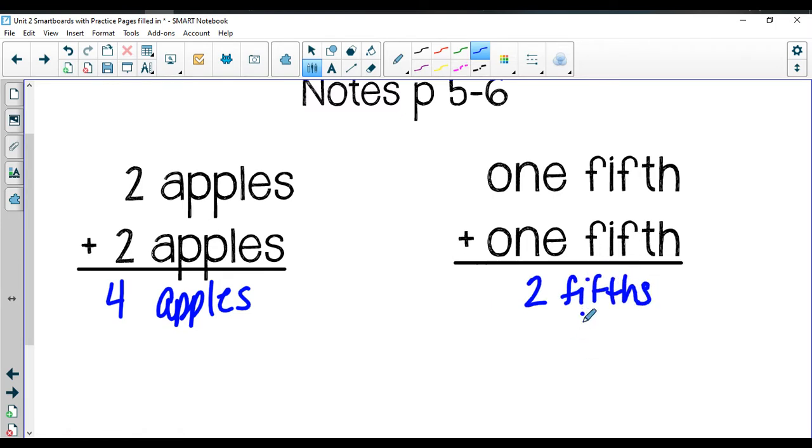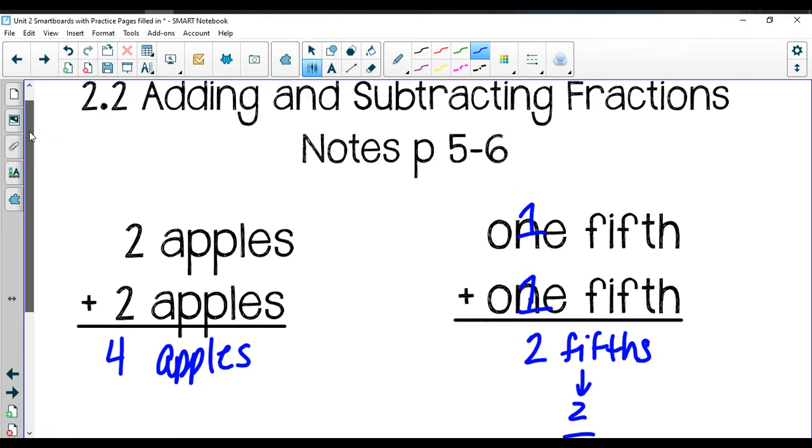Now, here's where things get a little scary. 2/5 is actually a fraction. But if you follow the same example of 2 apples plus 2 apples, 1/5 plus 1/5, you have 2/5. I could have also changed these to numbers, which might have made it even easier for some of you, rather than actually having the words here. So fractions are really just another part of the language of math that we have here.